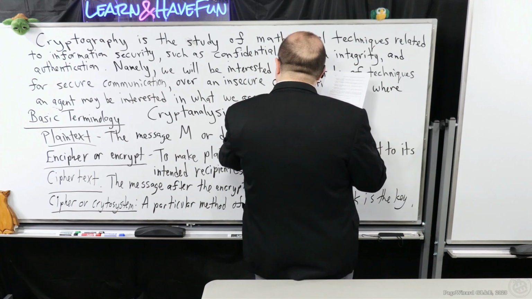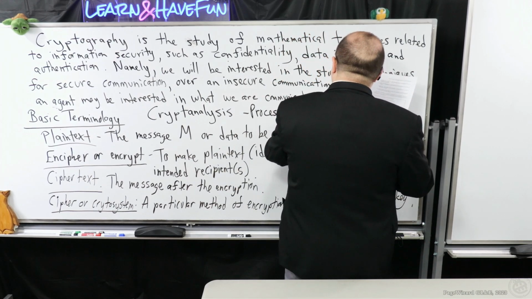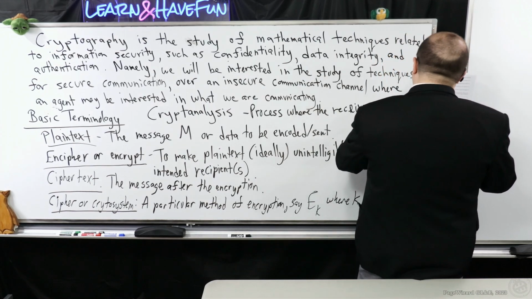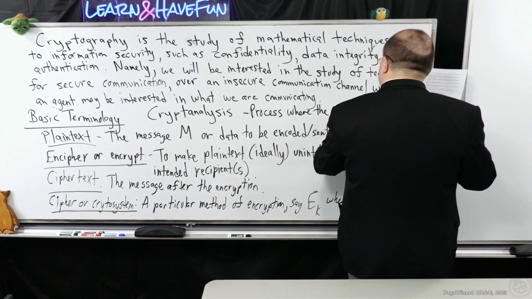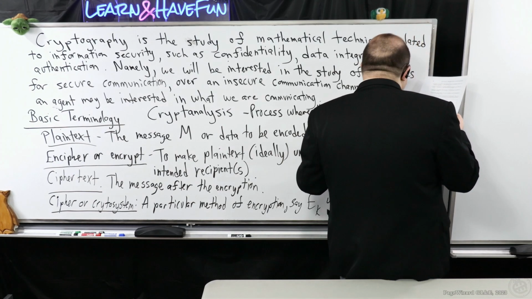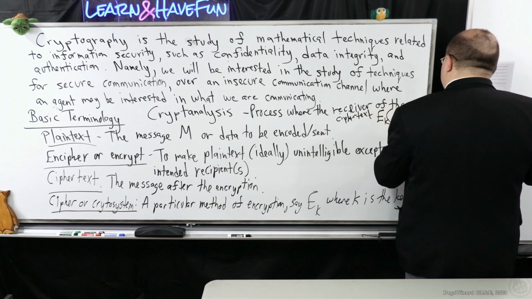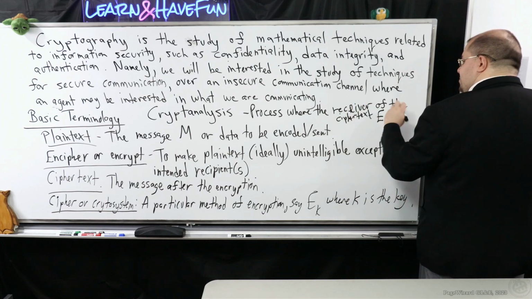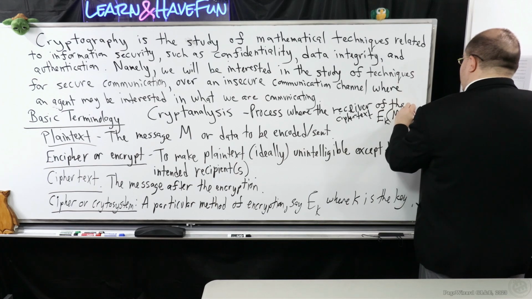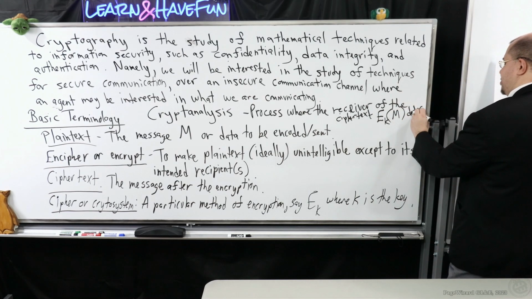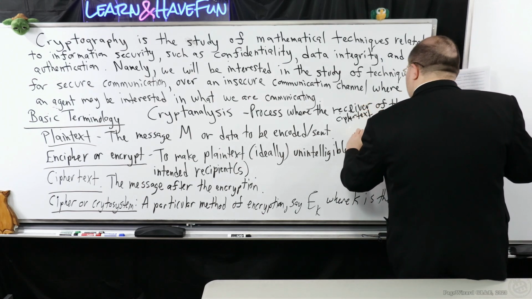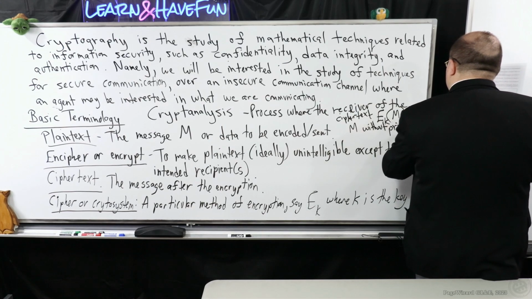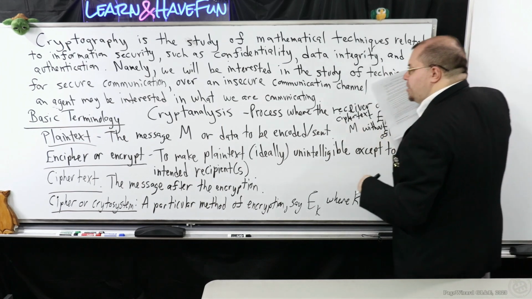This is the process where the receiver of the ciphertext, which would be the result of applying the cryptosystem with key K to message M, determines M without prior knowledge of K. So without knowing the key.